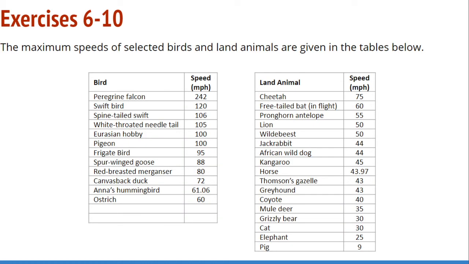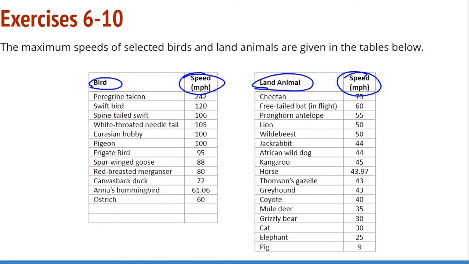All right, so here are a couple of tables, and these are the maximum speeds of selected birds and land animals. As we look at this table, we've got the names of birds and how fast they go in miles per hour, and we have animals and their speed in miles per hour.